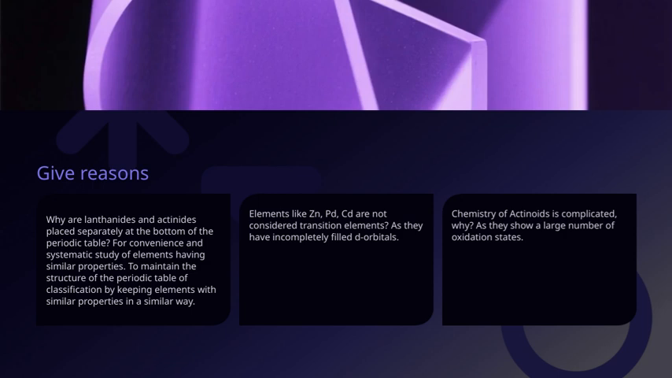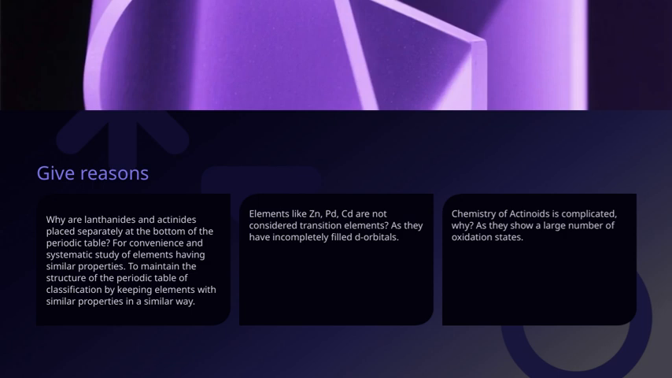Now, you might wonder why some elements like zinc, palladium, and cadmium are not considered transition elements, even though they have d orbitals. The key point here is that these elements have incompletely filled d orbitals in their ground state, but their chemistry doesn't typically involve the variable oxidation states characteristic of transition metals. Instead, their d orbitals are filled or nearly filled, so they don't show the same kind of variable oxidation states, and that's why they are classified differently.